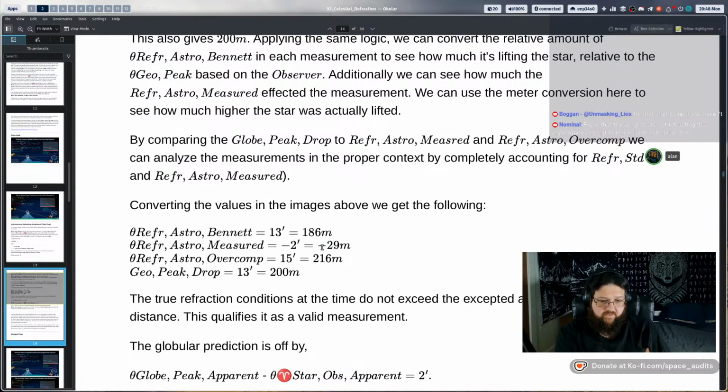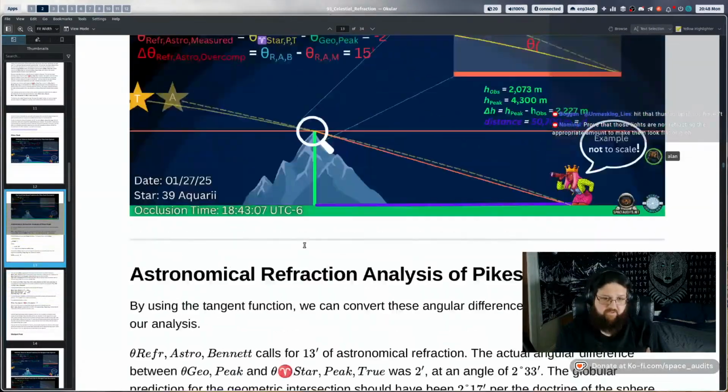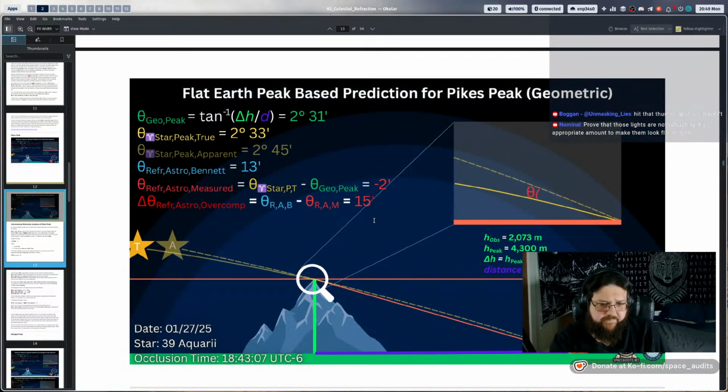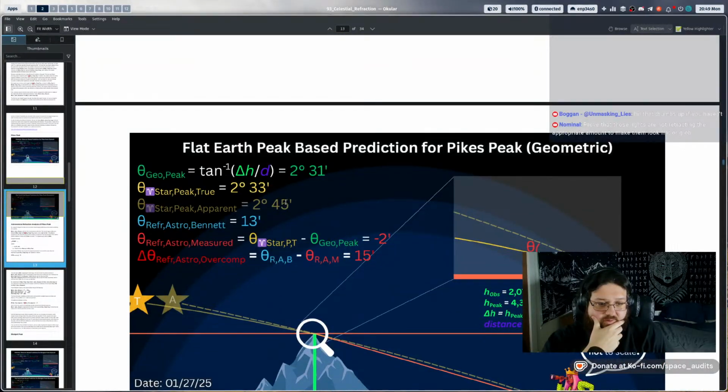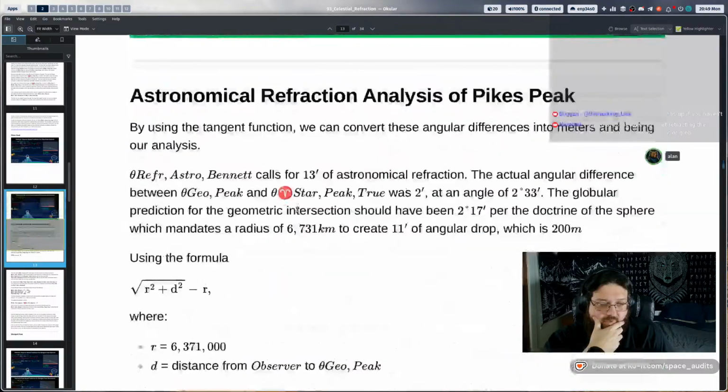Now, look at this right here. We have minus 29 meters because it was over, so it created a negative in the prediction there. But what this shows us here is we were off by 39 meters.